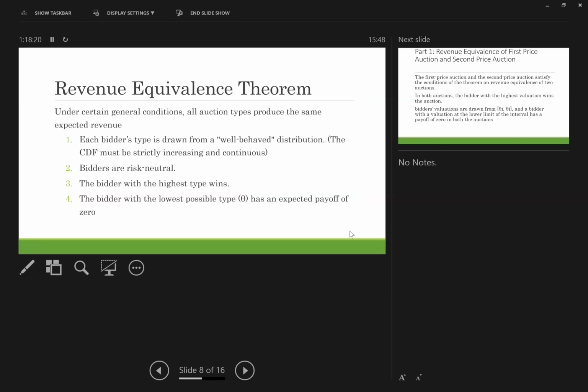So when we talk about the revenue equivalence theorem, we are looking at the fact that under certain conditions, all the auction types will produce the same revenue. They will all produce the same expected revenue. So if we should do the second price, if we should do the English, it would still give us the same expected revenue. And let's look at under what conditions.